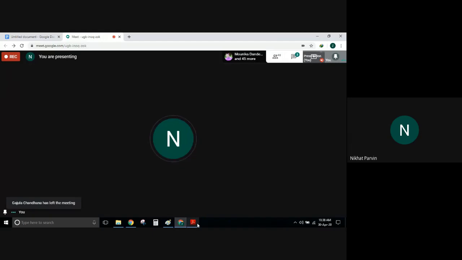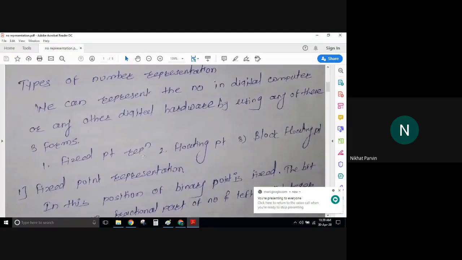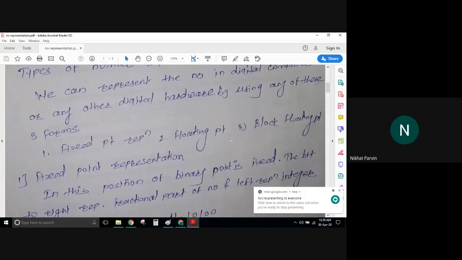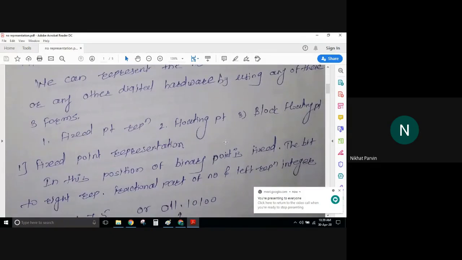Now, in this, fixed point representation, floating point representation, and block floating point representation. What I'm talking about is fixed point representation, like I'm dealing with the processor. Inside the processor, we will have some registers, right? Now, how are those registers programmed? Because every time we are not saying this is my integer part, that is my fractional part. When we are writing the algorithm in such a way, or when we are dealing with a processor in which the point position is fixed, then we are calling it fixed point representation.